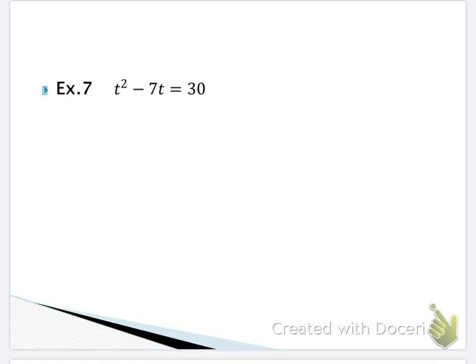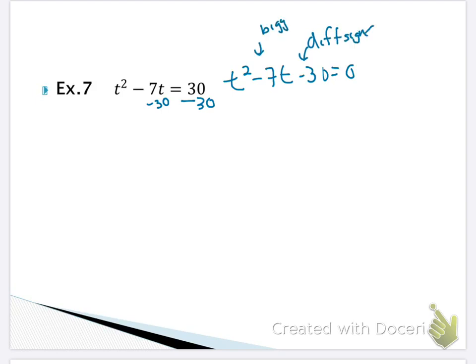Much like the last one, we see it's not in standard form. We've got to get that 30 on the same side as everything else. So we're going to subtract over 30. So this gives me t squared minus 7t minus 30 equals 0. This tells me different signs. This tells me bigger number negative. So ways to multiply to get 30.